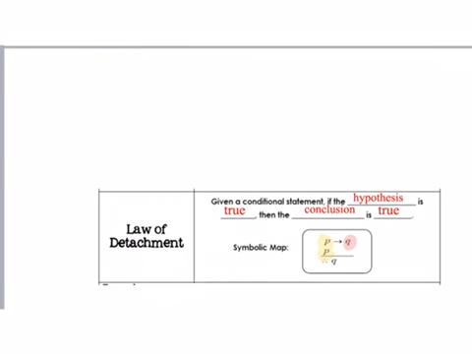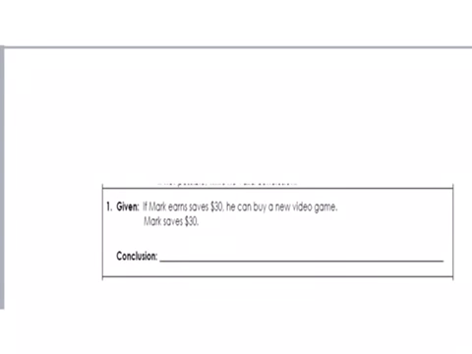Law of detachment, some students like to think of it, oh, that's common sense. If the hypothesis is true, then the conclusion is true. But we need to put it to work to be able to see how it works. So in this statement, we are going to check to see if the law of detachment applies. At the top, I'm going to write down my symbolic map. We have one if-then statement, and then my second statement should just repeat the same P.